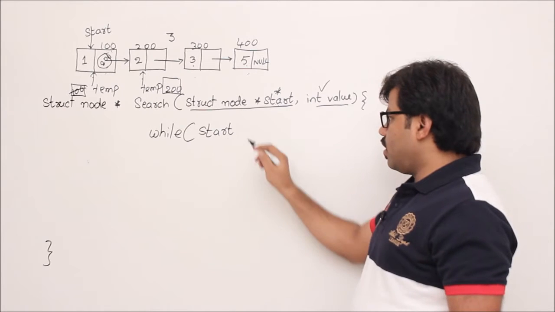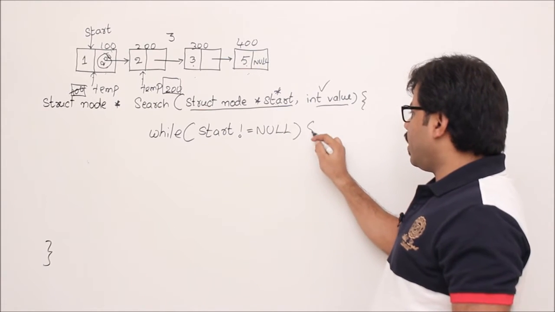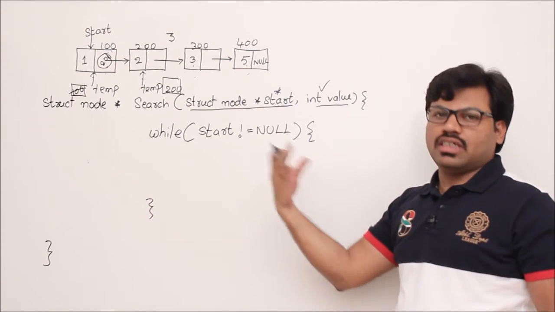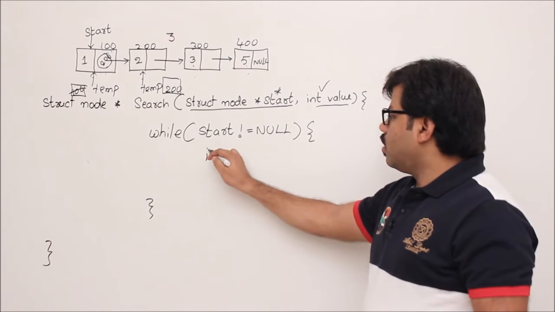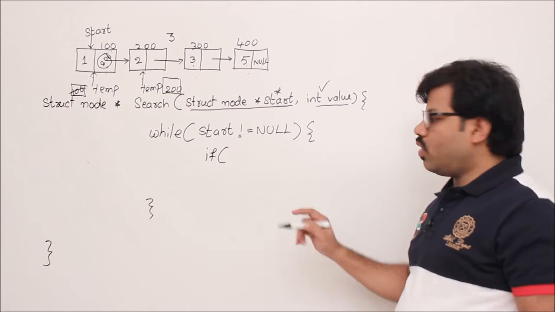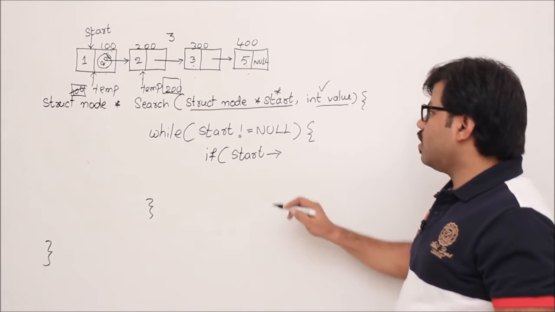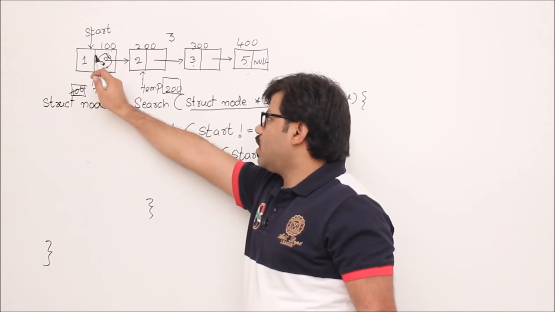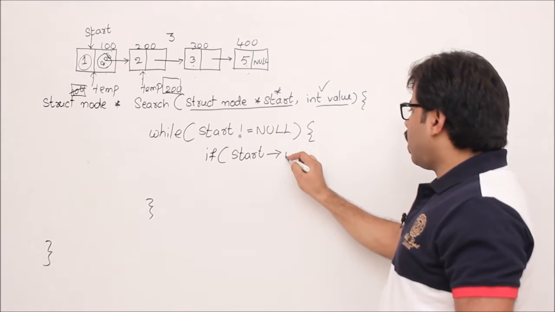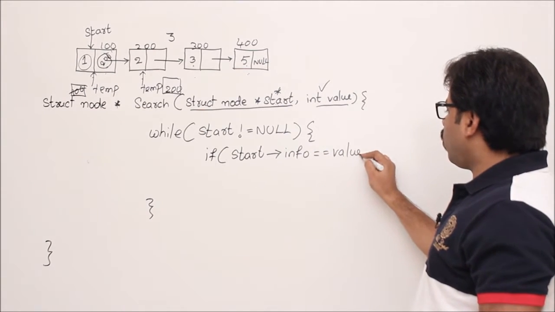Then I'll ask this question: while start is not equal to null, I would like to do some activity. What is that activity? That activity is nothing but searching. So how do you search? Whenever I come inside the loop, start is definitely not equal to null, then I will see the information in the start. First time it will be start here, right? Start cap info. So if start cap info equals value, then what do you want to do?